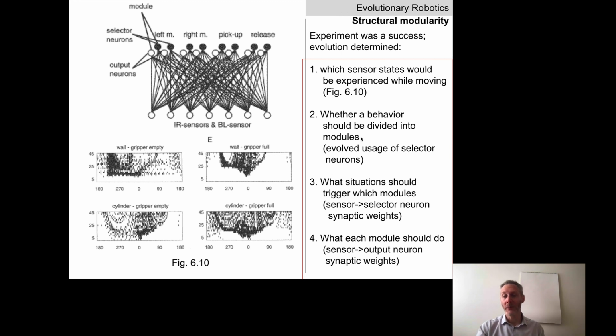Evolution determined whether modularity was useful at all. It evolved the usage of the selector neurons. It didn't necessarily have to use the selector neurons, and actually in 3 of the 4 cases, in the one we looked at, it doesn't use them.